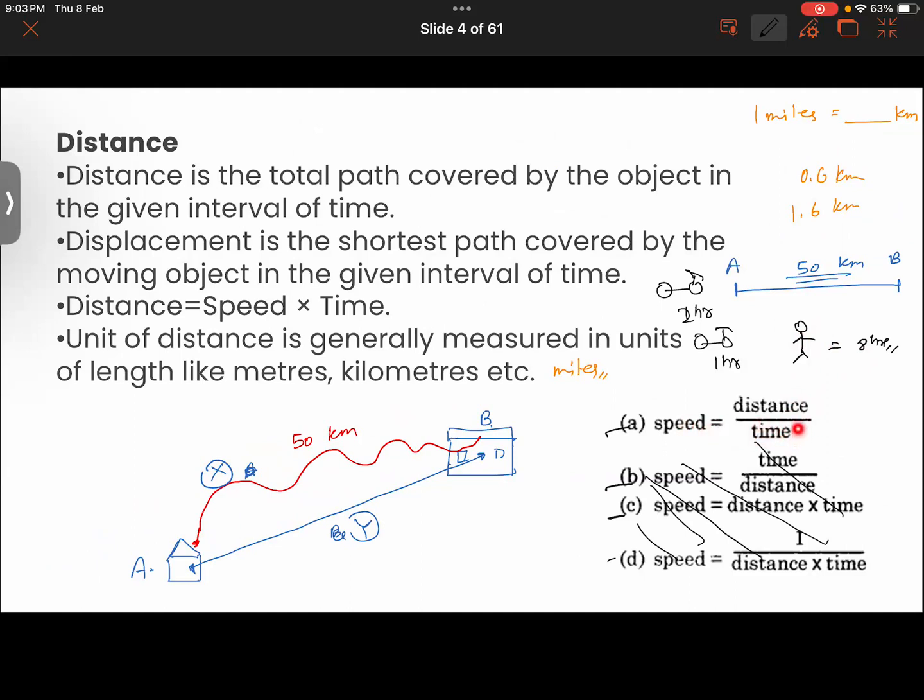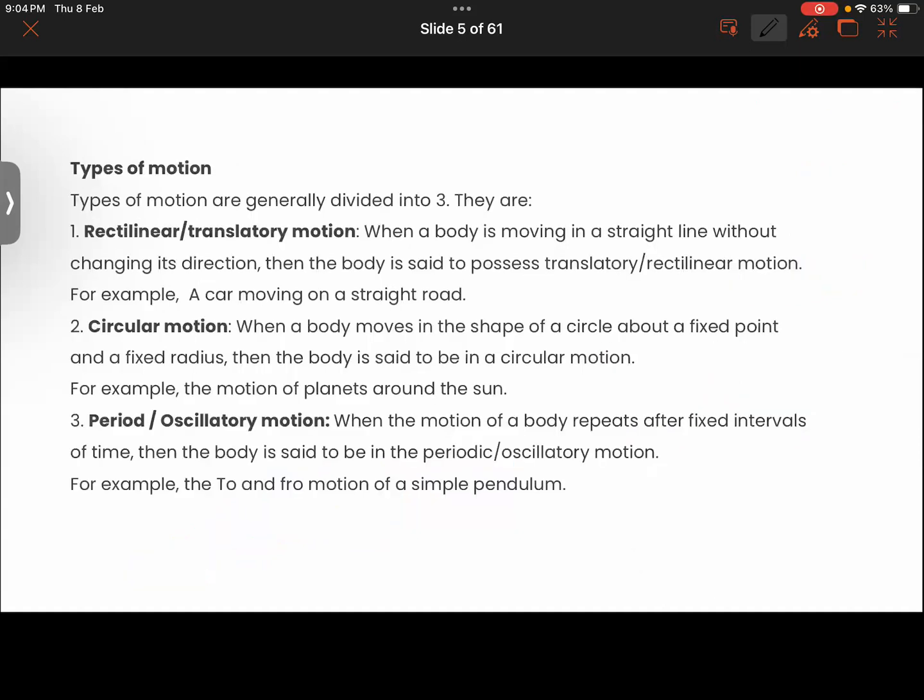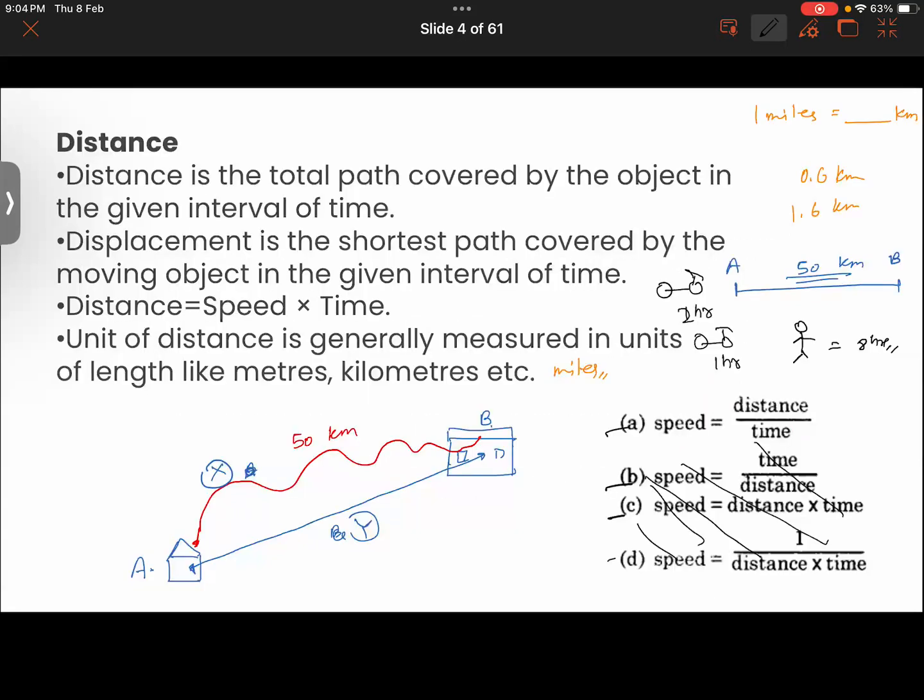If you decrease the time, for example, if only 1 hour is taken here, then the speed must have increased. So can we say that speed and time are sharing an inverse relation? Yes, sir. Getting it now? Yes, sir, we can say that. So do remember that thing also. Let me just write it somewhere.